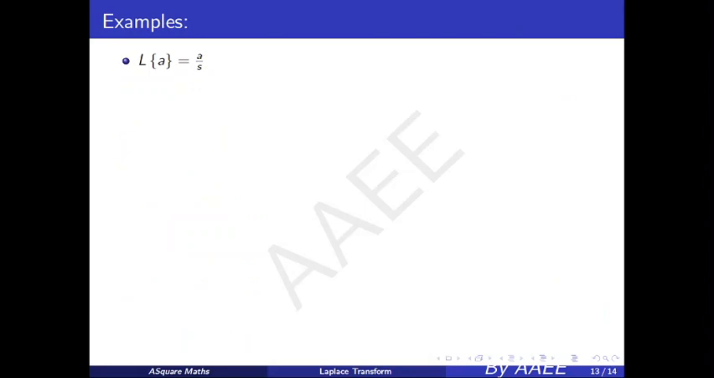Examples: Laplace transform of a, where a is a constant, is a upon s. Laplace transform of t raised to 5: as we know, Laplace transform of t raised to n is gamma n plus 1 upon s raised to n plus 1. Here, Laplace transform of t raised to 5 is gamma 5 plus 1 upon s raised to 5 plus 1, that is 5 factorial upon s raised to 6, which is 5 factorial is 120, divided by s raised to 6.